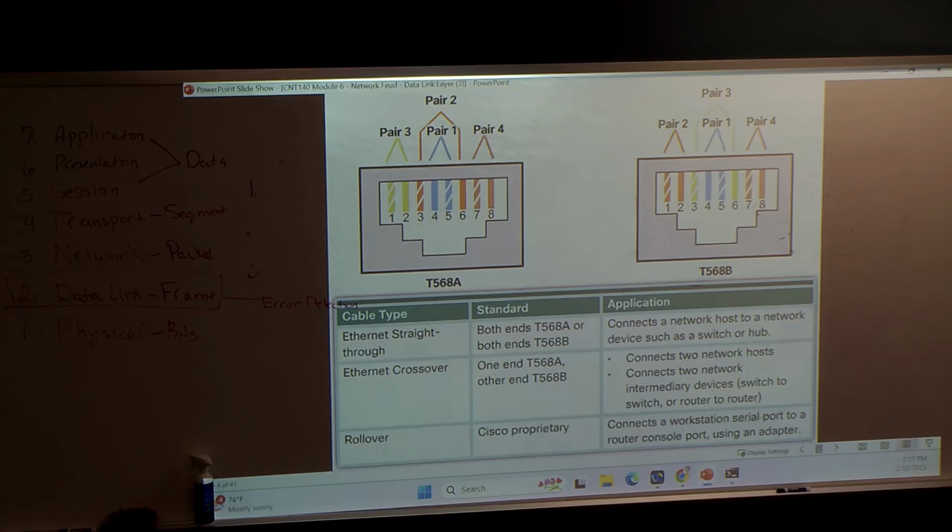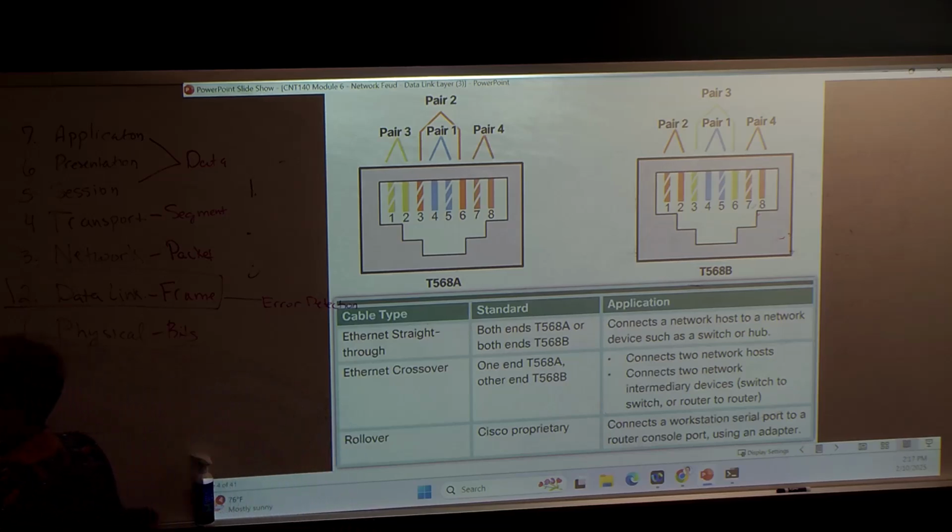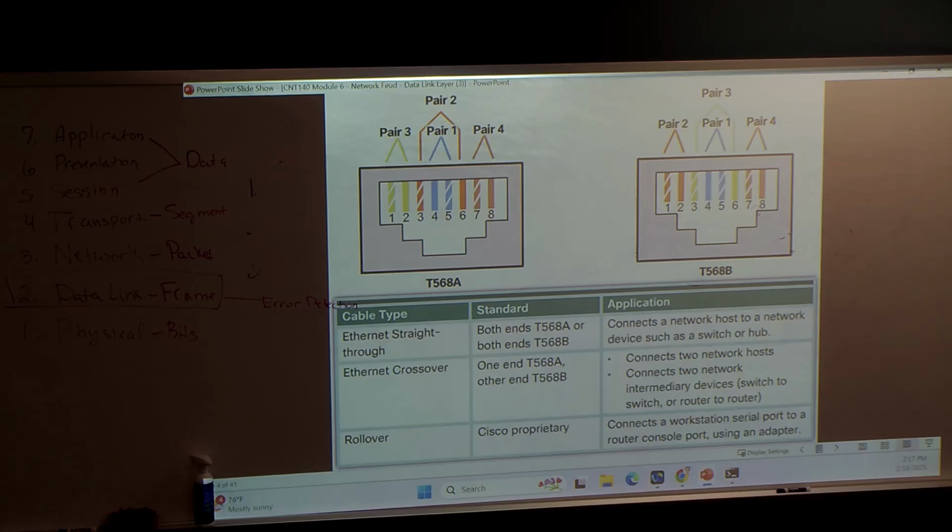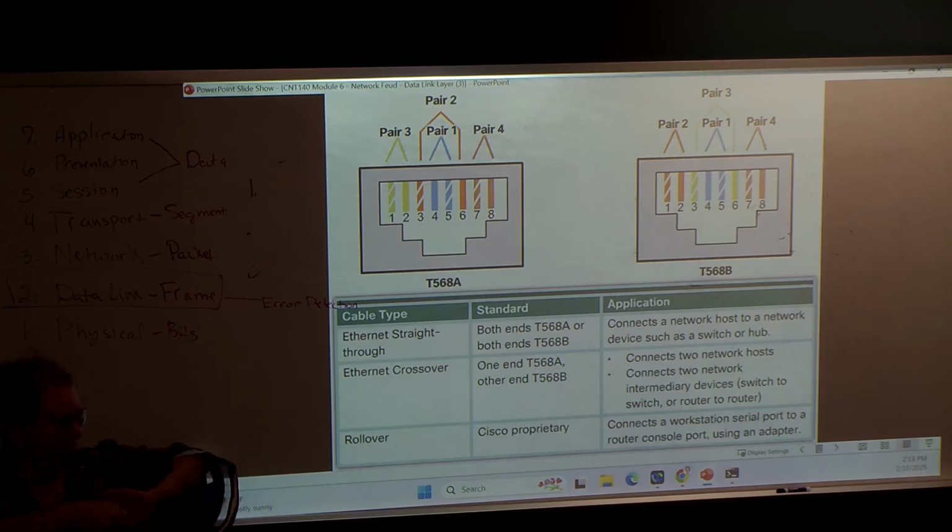Okay. Routers keep track of ARP tables. Computers keep track of ARP tables. Okay. Switch to a switch. Crossover. Router to a router. Okay. Switch to a router. Okay. What if I have a T568A and a T568B? What have I got? Oh, wait. A T568A and a T568B. What do I have? I have a crossover, right? If I'm mixing the ends, I got a crossover.